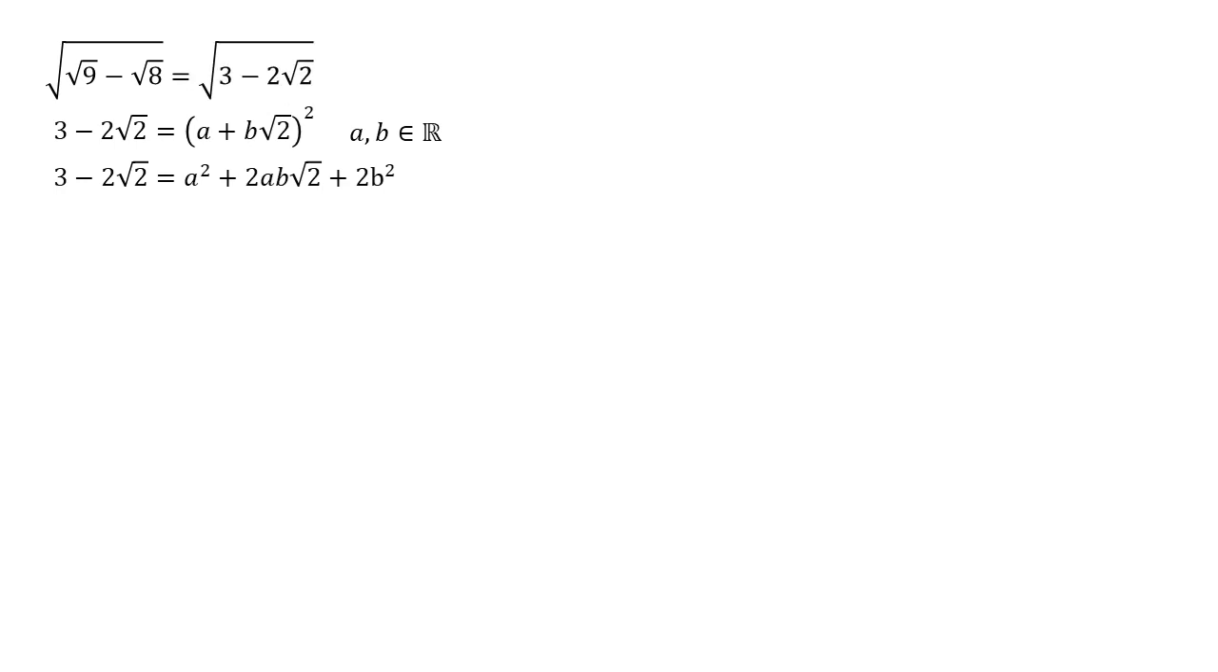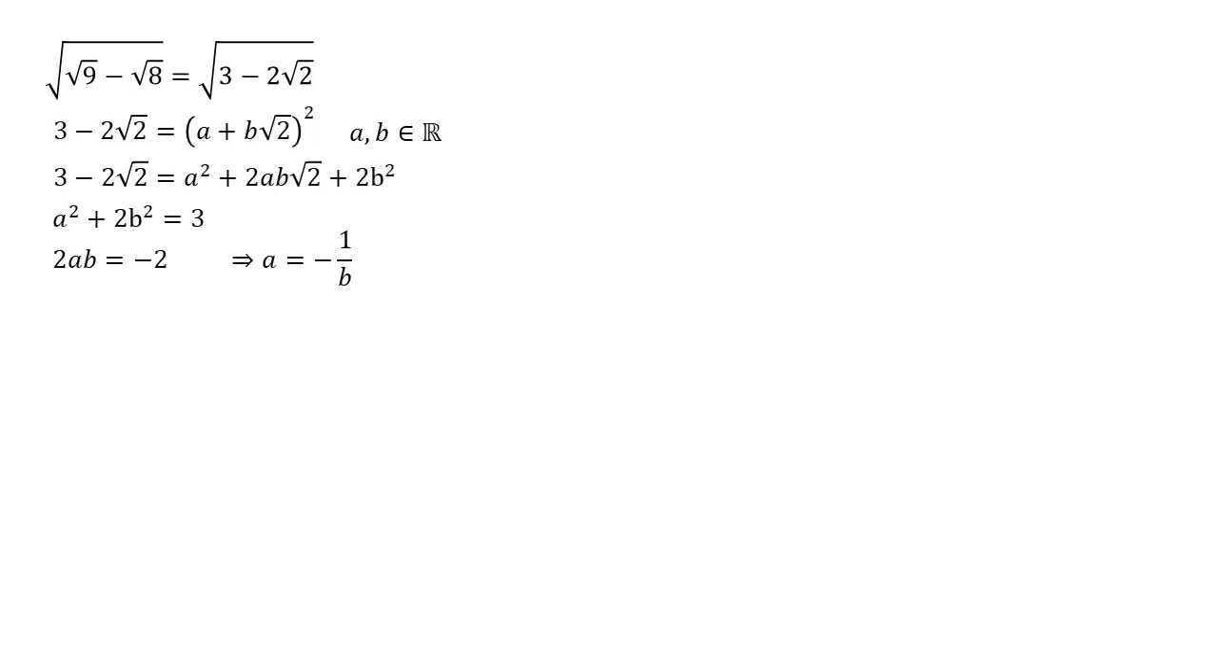The first thing to do would be to match up with the 3 on the left. So the only items on the right hand side which aren't multiplying root 2 are the a squared and the 2b squared. So a squared plus 2b squared must equal 3. And then looking at the root 2's, we've got minus 2 on the left hand side, we've got 2ab on the right hand side. So 2ab must equal minus 2.